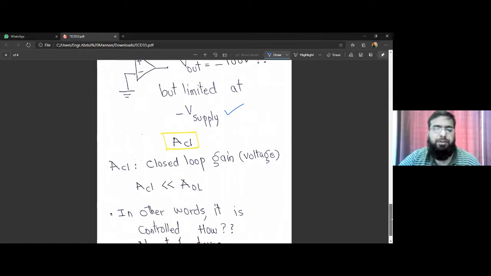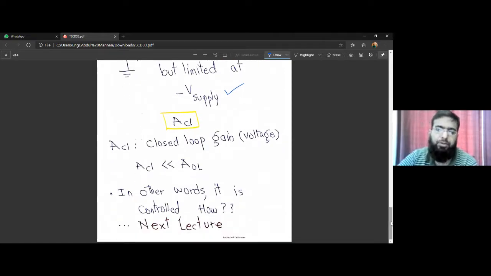we use negative feedback. That gives us a closed loop gain ACL. CL stands for closed loop, OL stands for open loop. ACL is much smaller than AOL. In other words, the gain is now controlled, and it gives us other advantages like increased input impedance, decreased output impedance, etc. So using op-amps in a closed loop with negative feedback is very advantageous. We'll study some sample circuits with feedback in the next lecture.